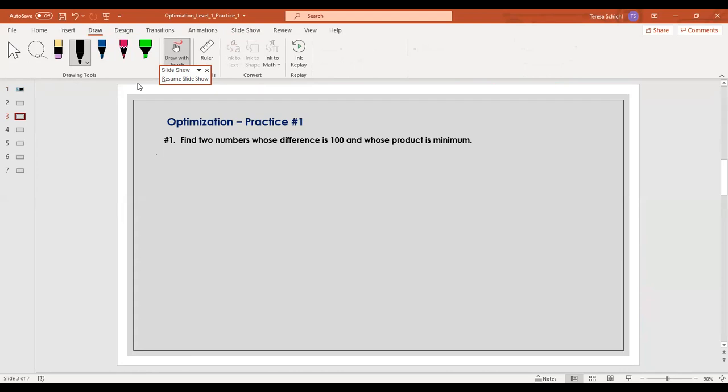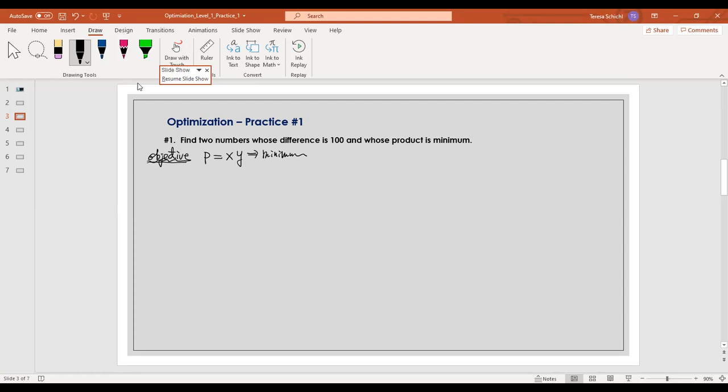So remember when we talked about the optimization problem during the lecture, the first thing is to try to find what my objective function is. The objective function is the product of the two numbers. So let's say P is equal to xy. What do we try to do here? We try to minimize this. We want to find the minimum value of this.